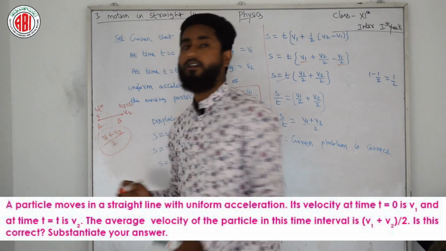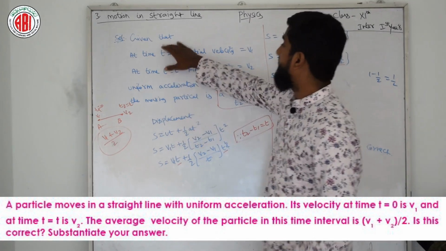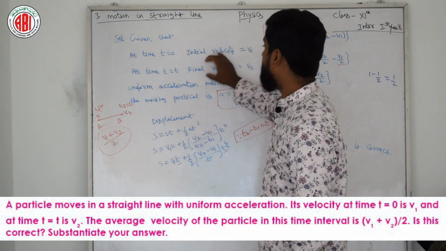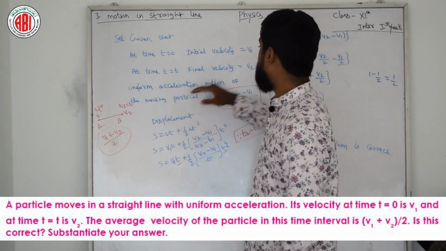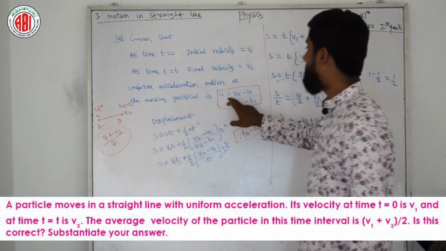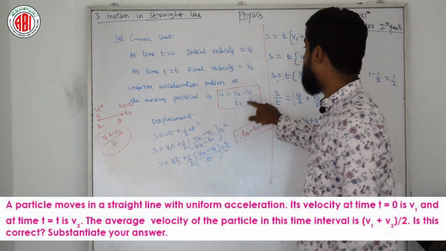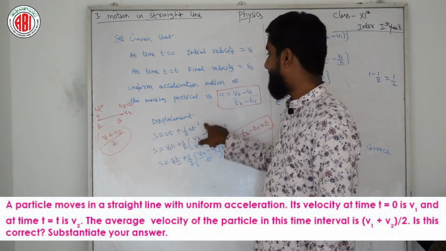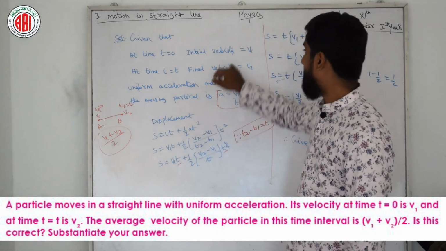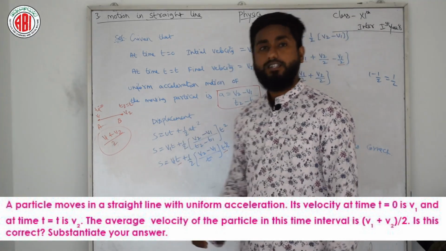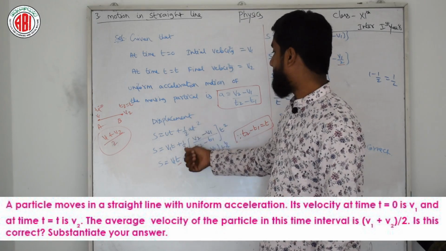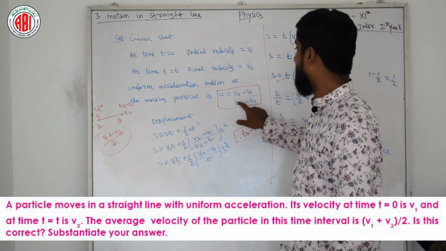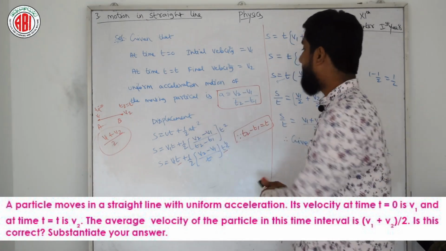This is the thing. So for that what I did: given that at time t is equal to 0 the initial velocity is v1, at time t is equal to t the final velocity is v2, the uniform acceleration of the moving particle is a is equal to v2 minus v1 by t2 minus t1. For displacement, we have one equation with us, s is equal to ut plus half at square. S is equal to, in place of u I write v1, in place of t it is t as it is, plus in place of 1 by 2 it is 1 by 2 as it is, in place of a I wrote a is equal to v2 minus v1 by t2 minus t1, and t square is as it is.